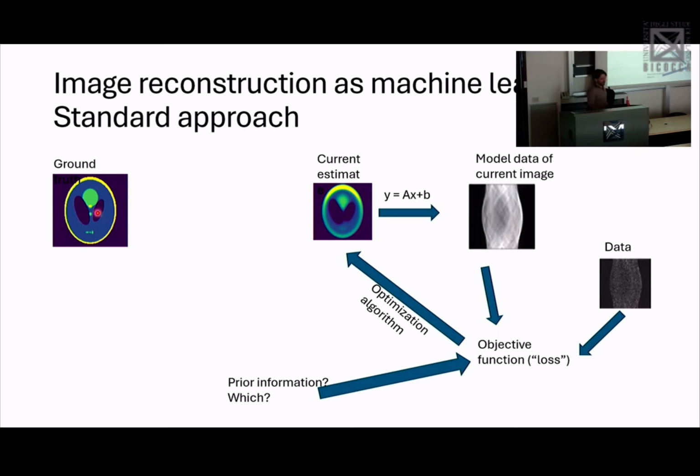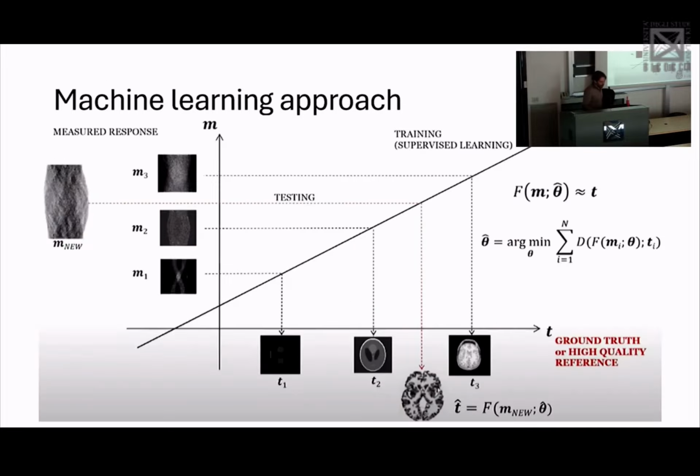We have this ground truth here. We have our estimate. For example, this is a CT, and this is its sinogram. We get an objective function. We have the measured data. We have an optimization algorithm. And we can include some prior information. We can absolutely do that.